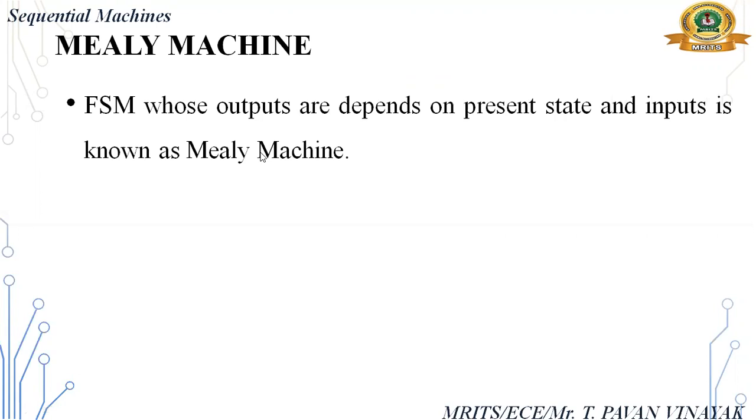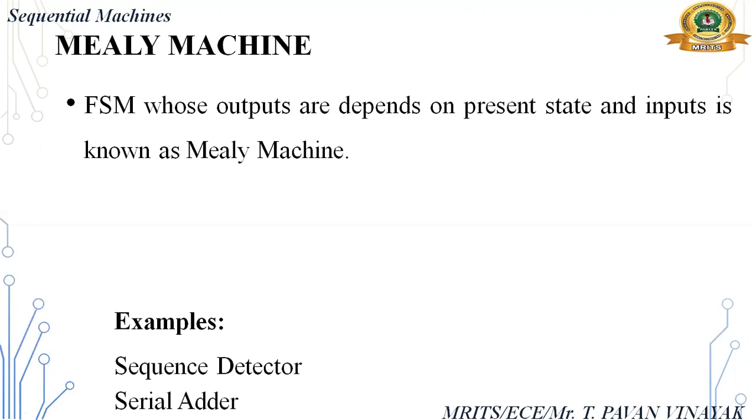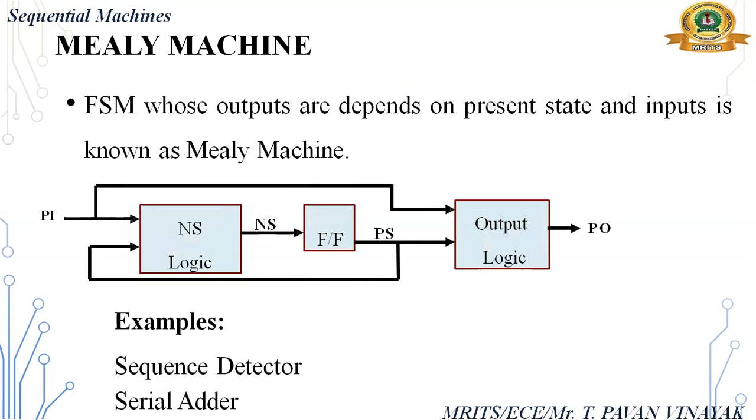Okay, output depends on state as well as input. Examples are sequence detector, serial adder, so many are there. See, this is the memory element, right? The output depends on the memory element as well as input. Okay, this is the combinational circuit.